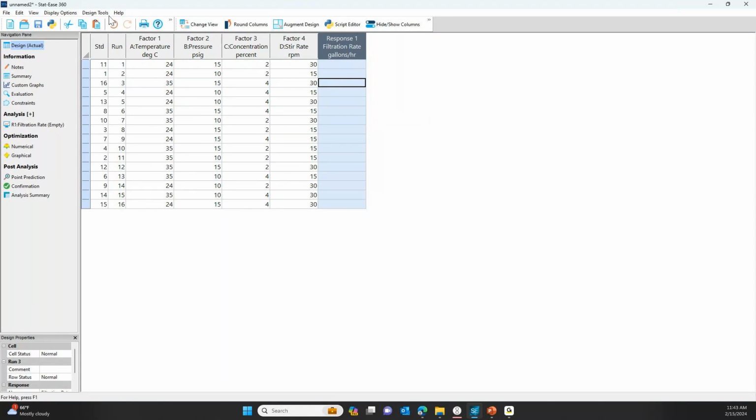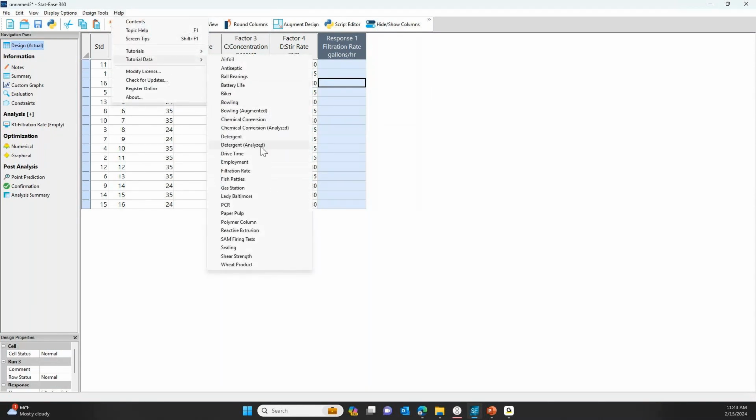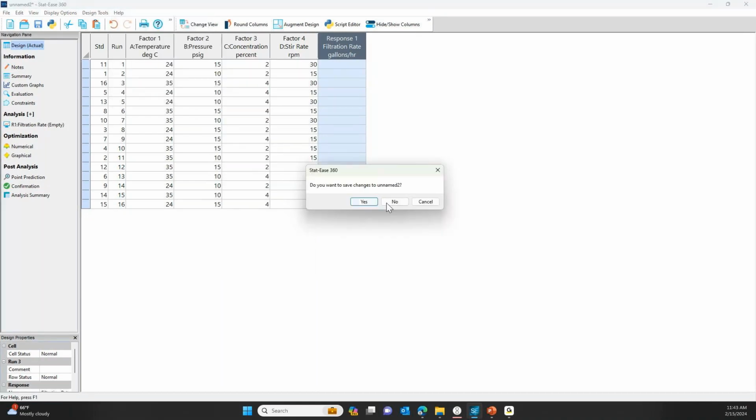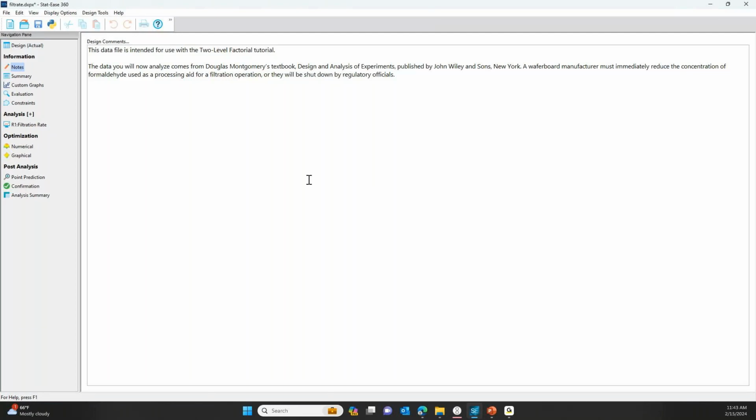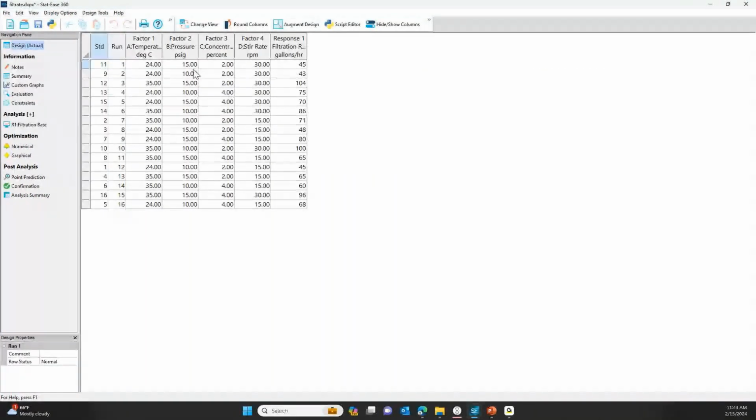And to get my data, I'm going to go to Help, Tutorial Data. I will look at filtration rate. And it calls this up. And if I go back to the upper left-hand corner, the design, I see the same table of information now completed with the data. So we've gone out there and we've measured the filtration rate for each one of these unique sets, combinations of factors.